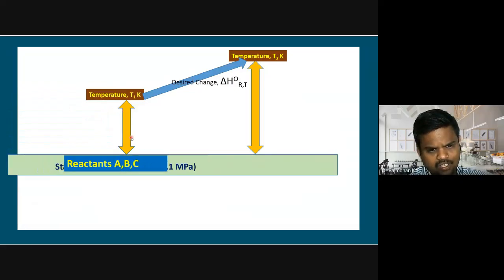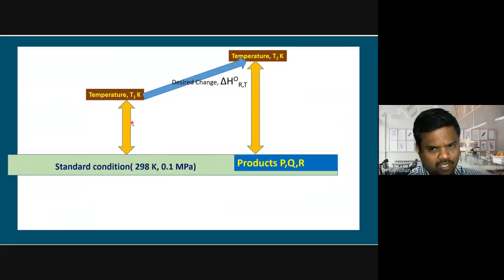Then we can allow the reactants to get converted into products P, Q, R. So we are reducing the temperature of the reactants from T1 Kelvin to 298 Kelvin, and the sensible heat associated with it can be calculated as delta H of the reactants. Then we can calculate the delta H of the reaction at standard condition, delta H naught, that is at 25 degrees Celsius. So the products are formed at this temperature. Then these products have to reach the temperature of T2 Kelvin, so for that we have to supply heat.